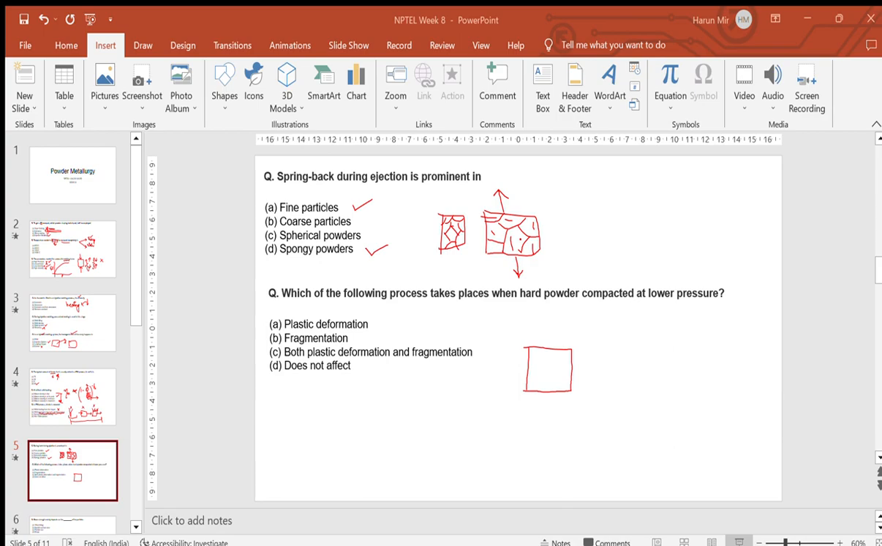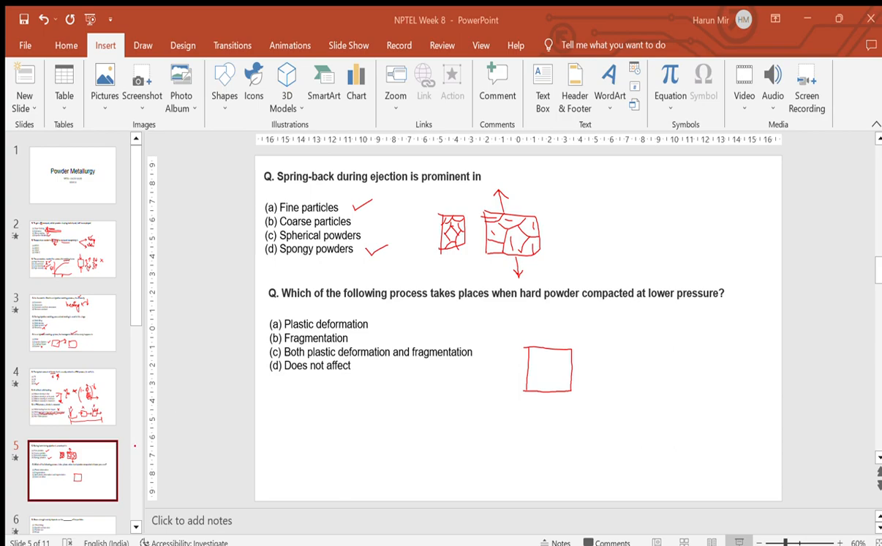Which of the following processes takes place for hard powders which are compacted under lower pressure? Basically, you also saw that we have a graph that says that the strength increases as you increase the compression pressure, right? So there are two cases that you have. You can have, for example, soft powders and hard powders.